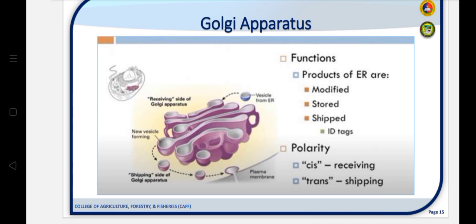In simple terms, cis means this side, where things come in. On the other hand, trans means across, where things go out. So the Golgi apparatus is the sorting and shipping center of the cell. It makes sure every protein and lipid is modified, labeled, and delivered to the right place.